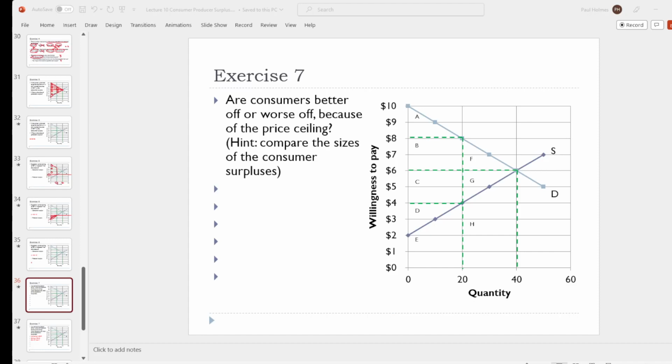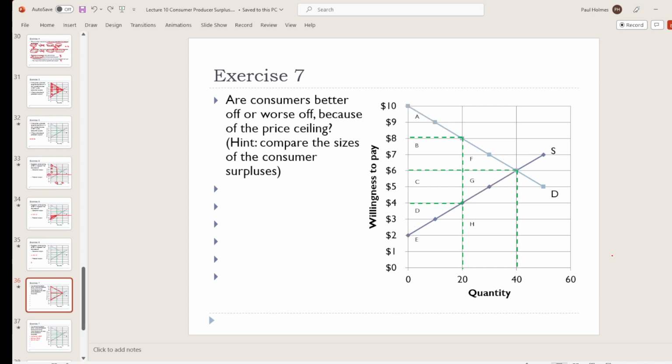So finally, let's ask ourselves, are the consumers better or worse off with the price ceiling? Now, we can immediately say that the market overall is worse off, right? Because originally we had this whole area in here as our economic surplus. A, B, and F was our consumer surplus, C, D, and G our producer surplus. We added them together, that was our economic surplus.